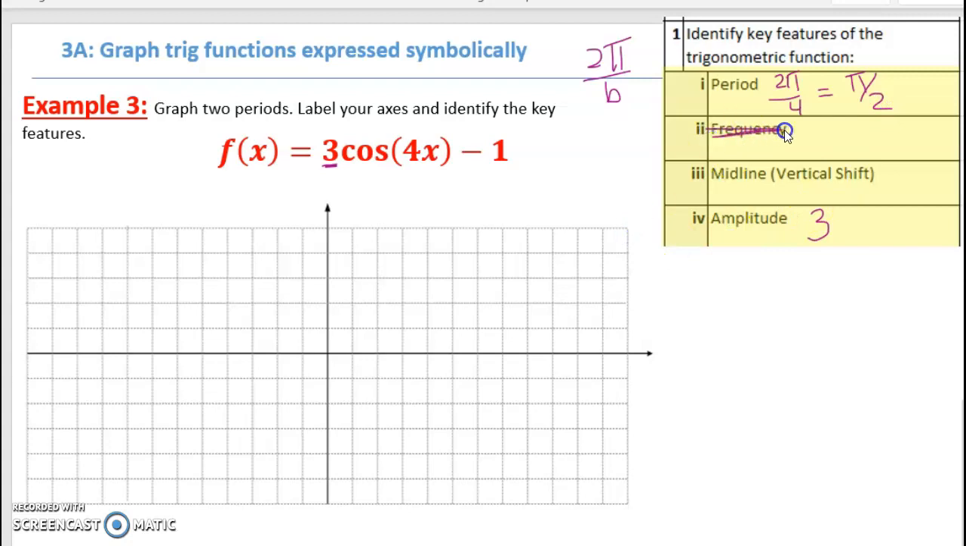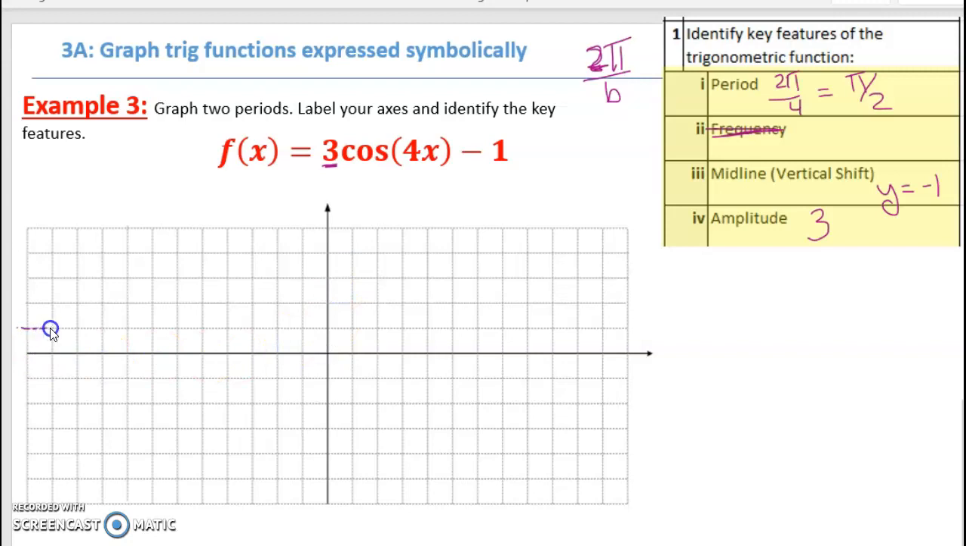We don't do frequency this year, so we won't worry about that. Our midline is always affected by the number that's added or subtracted because that's a vertical shift. So my midline would be at y equals -1. From the equation, I know my amplitude is 3, my midline is -1, and I can find my period by taking 2 pi divided by b. And why is it 2 pi? Because the full trip around the circle is 2 pi. That's our circumference. Okay, so this is a cosine graph.